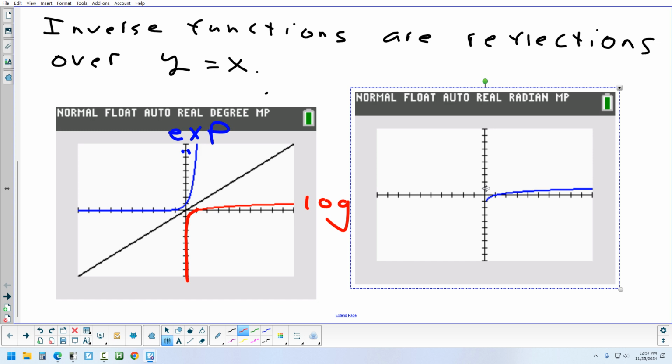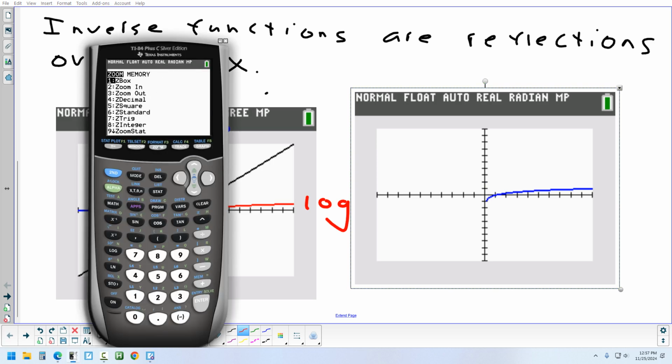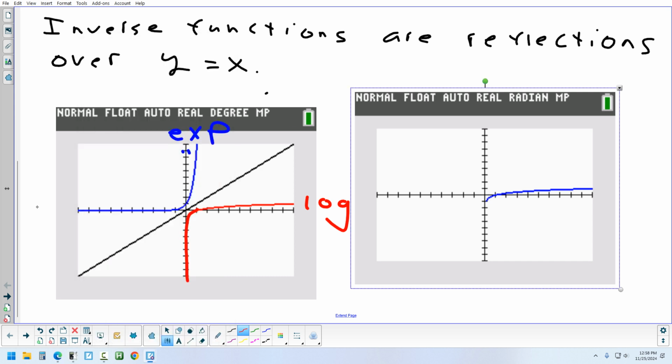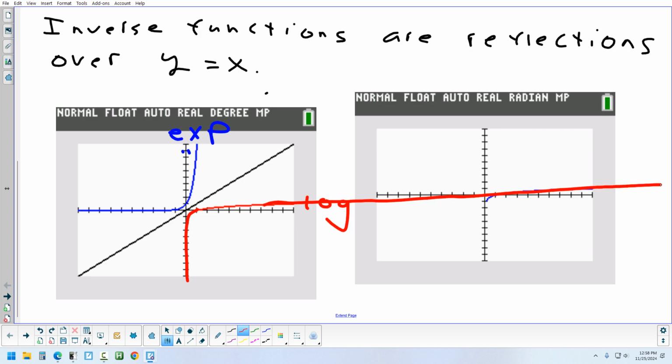Where does it look like it stops? Looks like it stops at -1. But if I zoom in, watch what happens. Does it look like it goes below -1 now? Yeah, the calculator doesn't really know how to draw that. Right? It does go down forever. So it goes down forever, and it does keep going up forever. Okay? It goes up extremely slowly, okay? But it does go up forever.